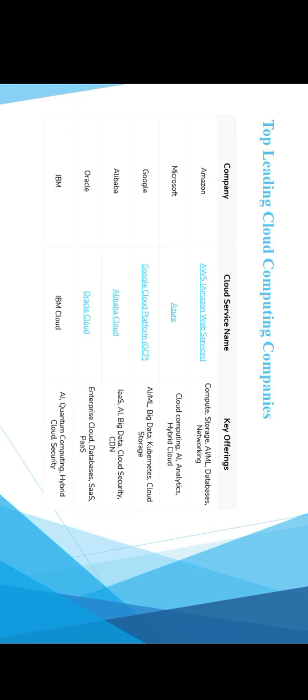Google's service name is Google Cloud Platform, known for big data and cloud storage. Alibaba's is Alibaba Cloud, offering IaaS, big data, cloud security, AI. Oracle has Oracle Cloud. Key offerings are enterprise cloud, database, PaaS, SaaS. IBM has IBM Cloud, quantum computing, AI, hybrid cloud, security.